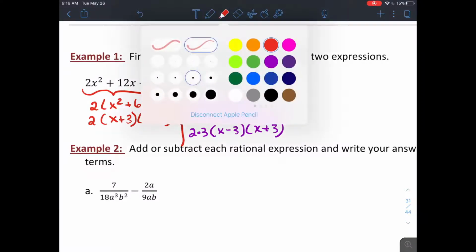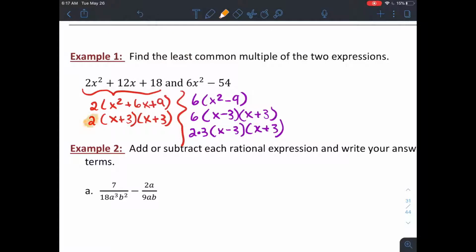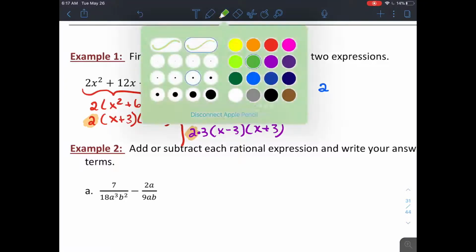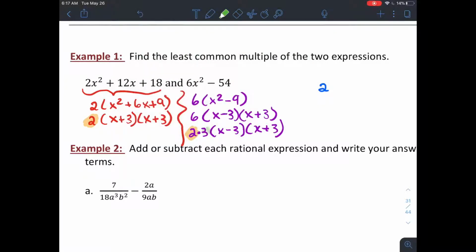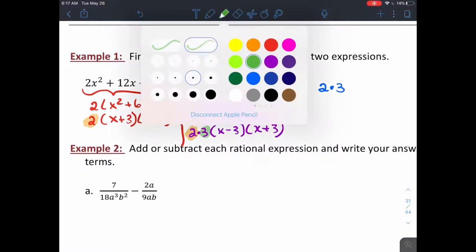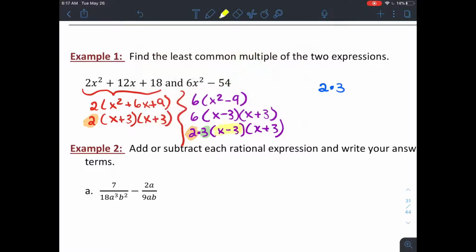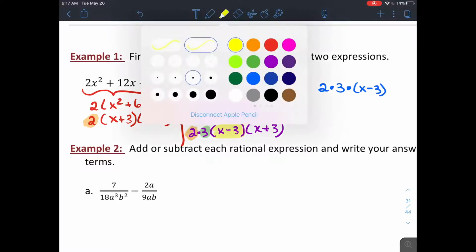So now your least common multiple is every factor that shows up in either one. So I've got a 2, so 2 has to be part of my least common multiple. I've got a 3, because there's a 3 in one of them, so my least common multiple has to contain 3. There's a factor of x minus 3, so it's got to be part of my least common multiple. And now each of them have factors of x plus 3.